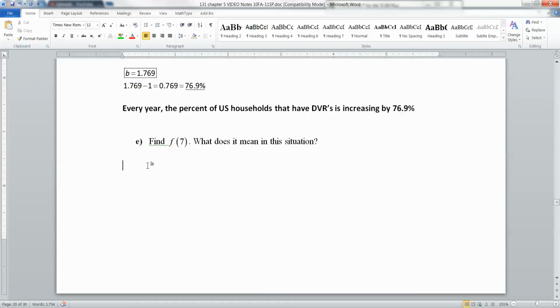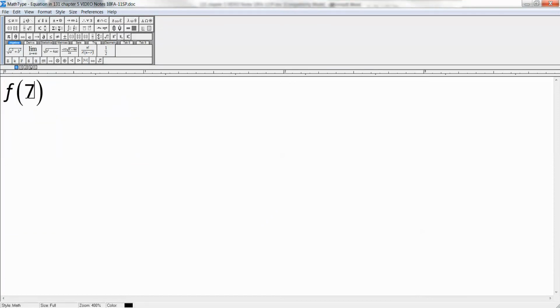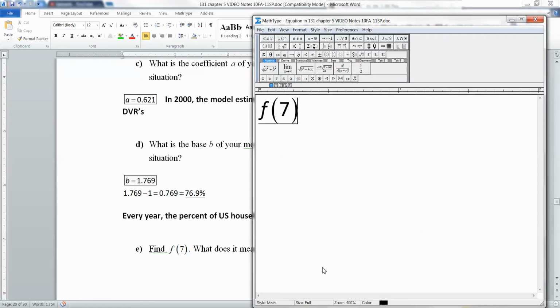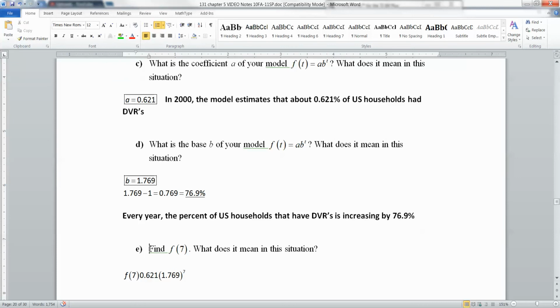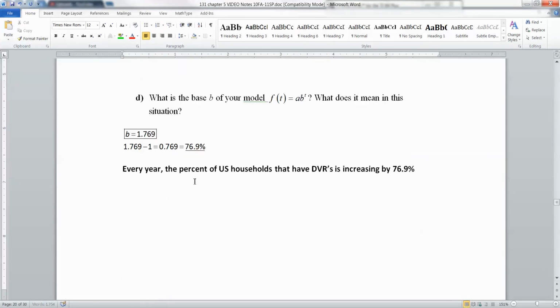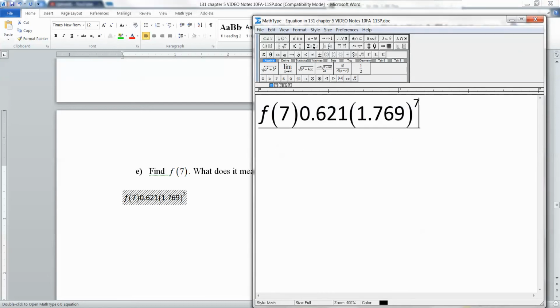All right, now find f of 7, and what does it mean? Well, f of 7 would be equal to 0.621 times 1.769 to the 7. Oh, I think this is actually the next page. Yep, it is. All right, sorry about that. I fit all of these into this page. Okay, so 1.769 to the 7. And of course, I'm going to make my calculator do that.